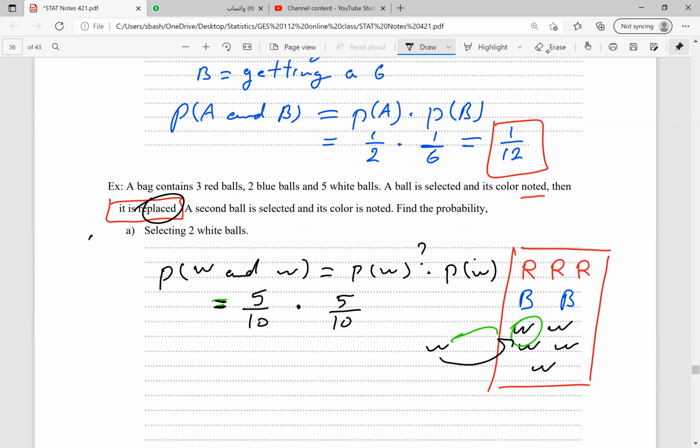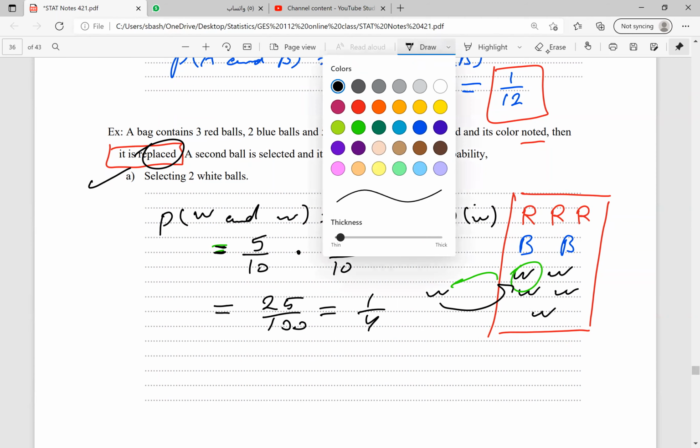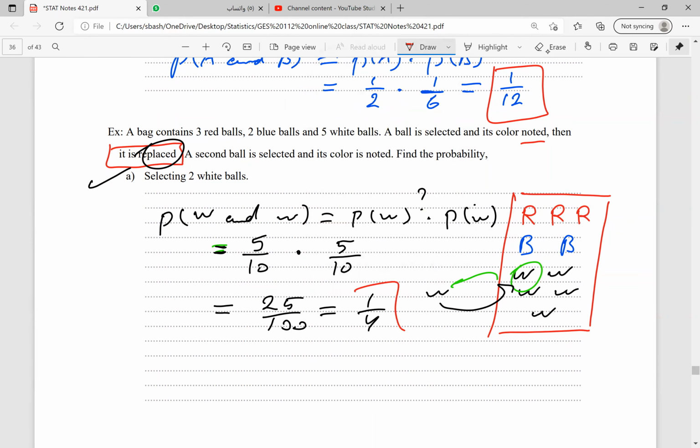So this word, replace or put it back, means the two events are independent. Selecting a white ball the first time is independent of selecting a white ball in the second choice. So these are independent events, and the probability of getting white and white will be P of white multiplied by P of white. That will be 5 out of 10 multiplied by 5 out of 10, which is equal to 25 out of 100, or 1 over 4. Because these are independent, we have to be careful about this one.